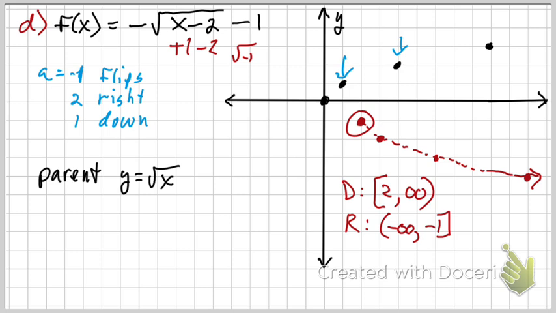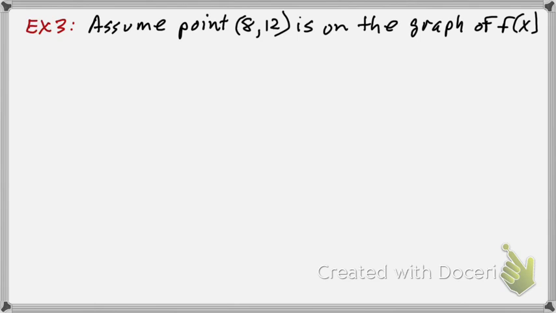Here's another way the book's going to ask you to do these. We're going to assume they're going to give you a point, like this one. Let's say 8 and 12 is on the graph of this function. They're not going to tell you what the function is because you don't need to know. These are super easy if you know that little form that I asked you to memorize.